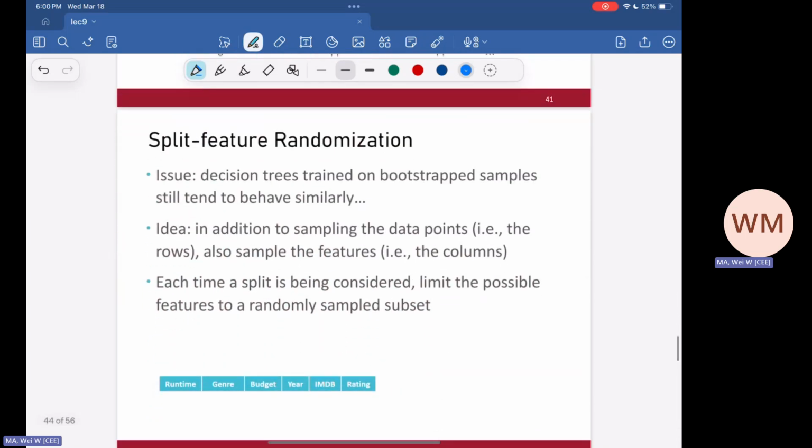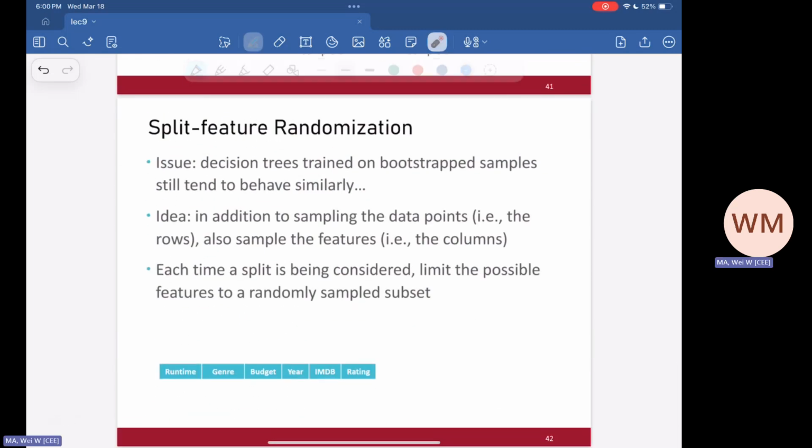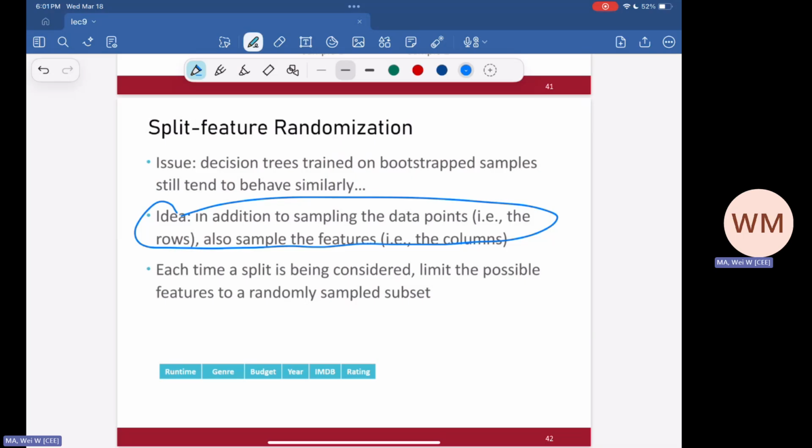And there's another idea in the random forest, which is called split feature randomization. This is also very simple. For the original data, for example, you have 6 features. I train this data using only 3 features, for example. And I train another decision tree using another 3 features. I just randomly choose 3 features. So in addition to sampling the data points, I also change the columns. I just discard some columns.